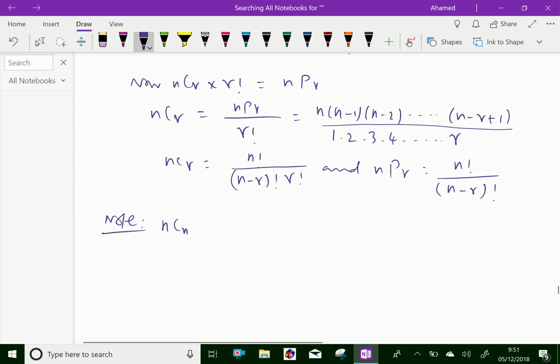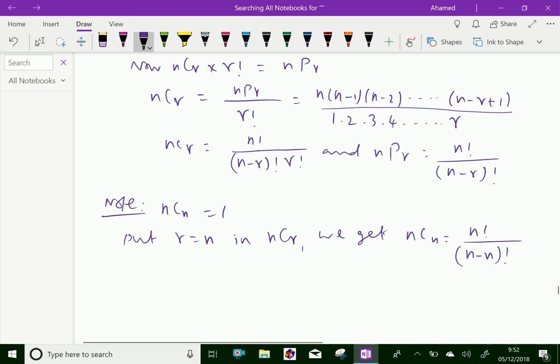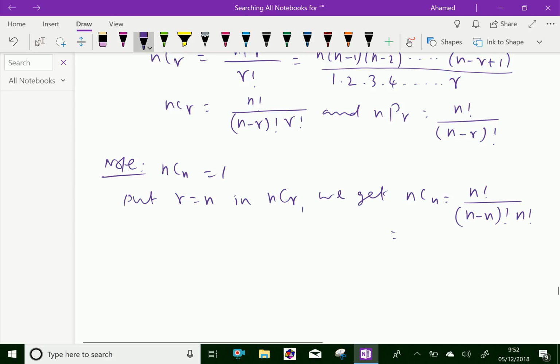Now note this point here: nCn equals 1. Now put r equal to n in the nCr formula, then we get nCn equals n factorial over n minus n factorial into n factorial, which equals n factorial over n minus n is 0 factorial into n factorial. n factorial and n factorial cancel, 0 factorial value is 1, therefore 1 over 1 is 1.